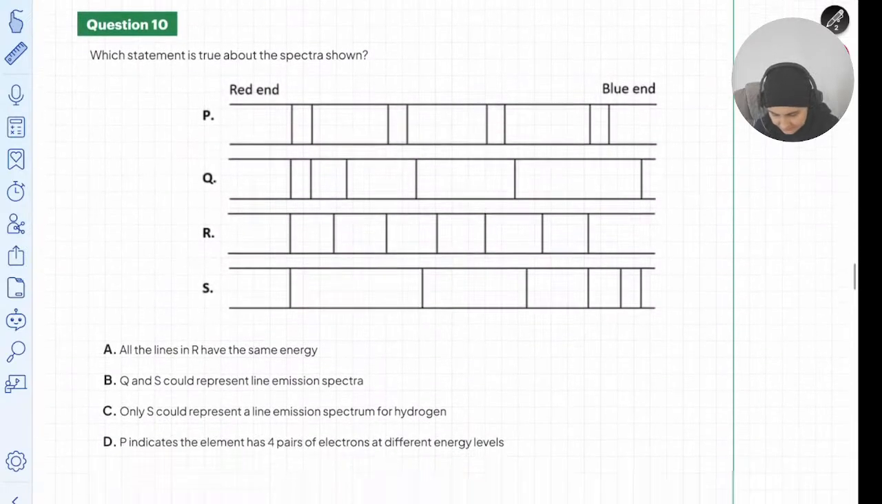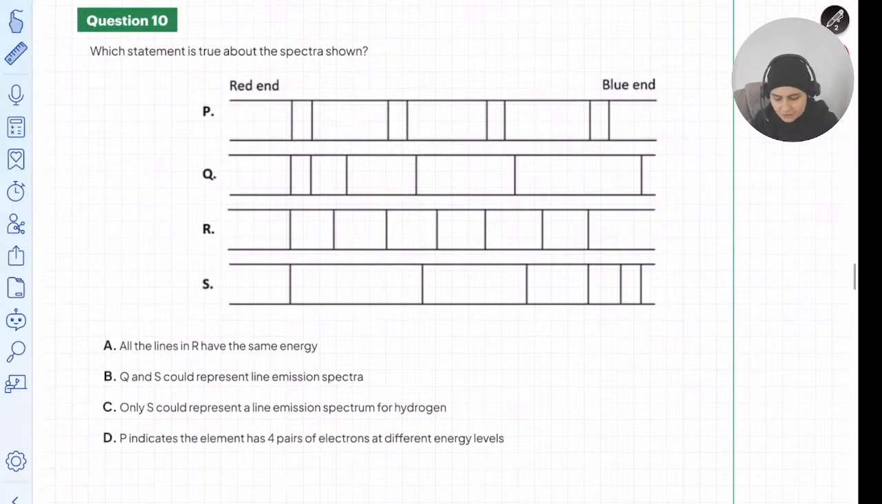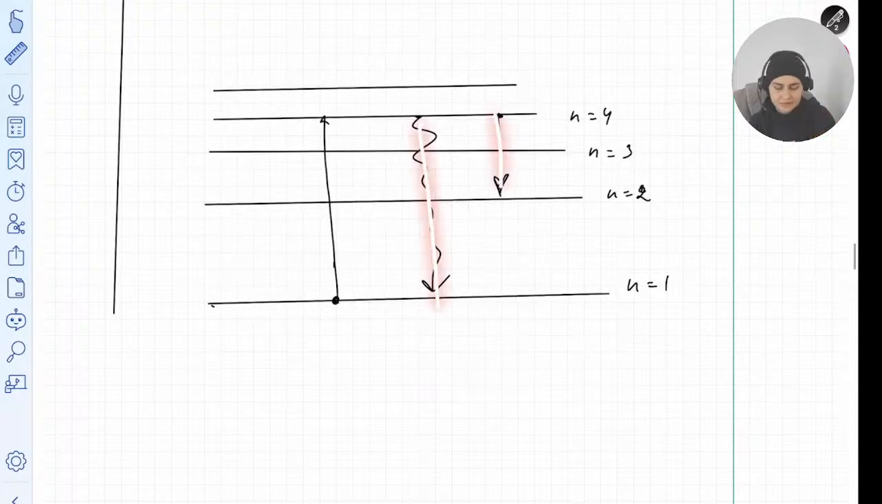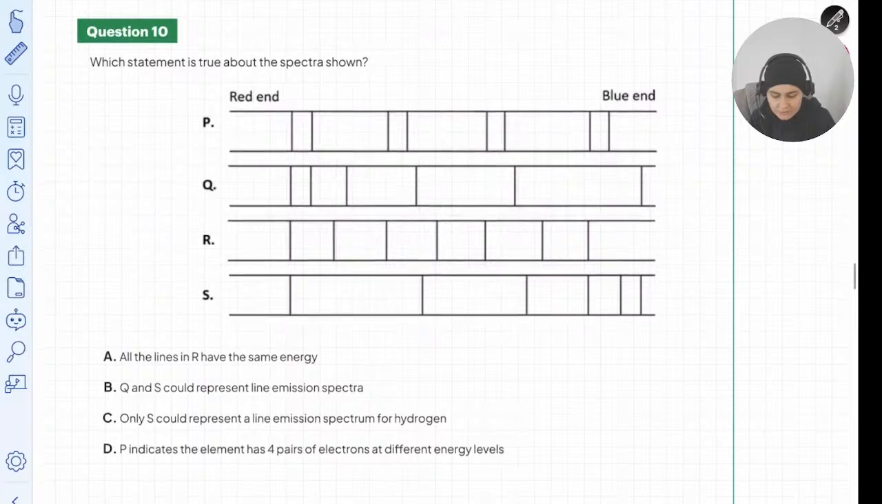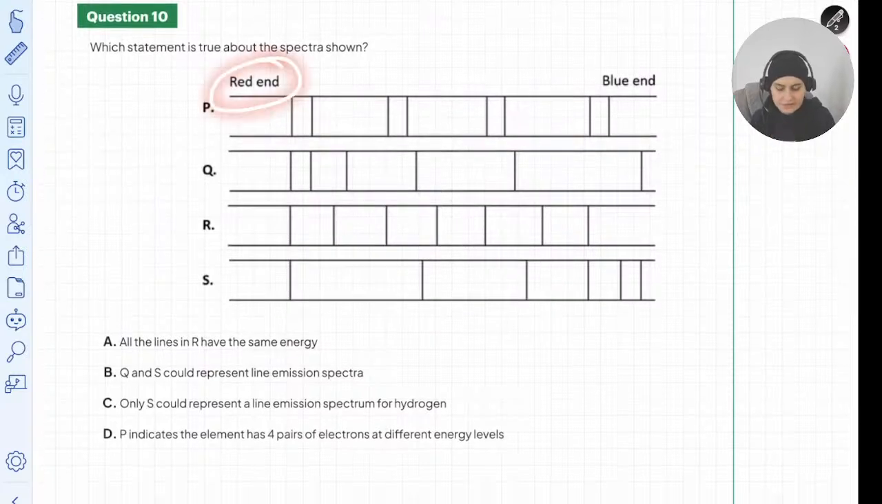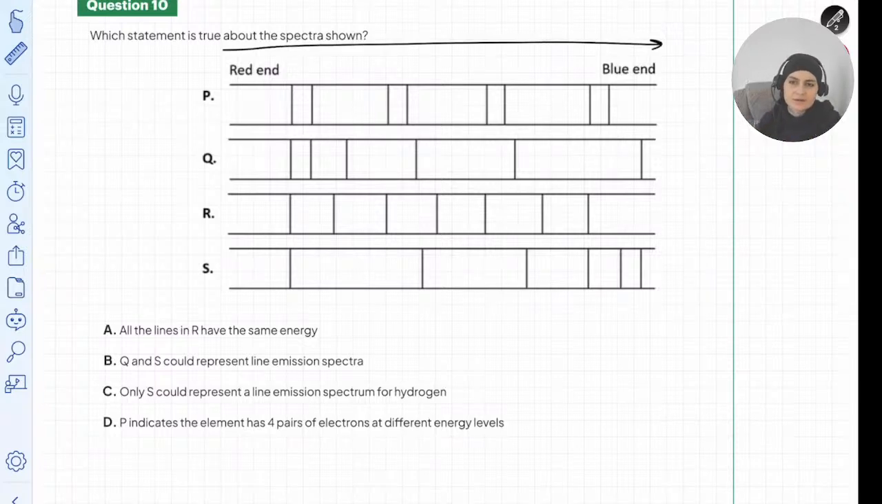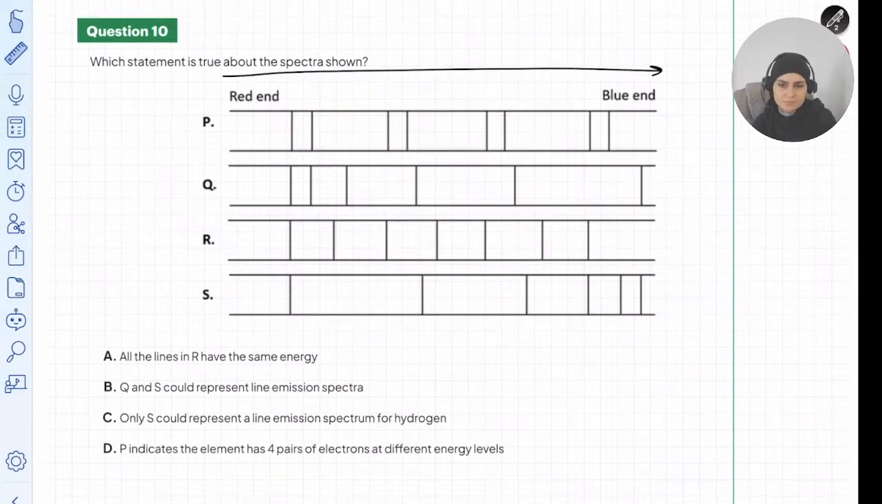Next question. Still SL. Which statement is true about the spectra shown? Well, this is the spectra. So this is what we measure when the photons are emitted, right? So we measure the frequencies or wavelengths or energies that are emitted. If we have a red end on the left and blue end on the right-hand side, it means that energy increases to the right. Yes, energy increases that way because blue light has a higher energy than red light. And it is in the data booklet, but I highly recommend to know it because it would make your life so much easier and you would solve everything faster.